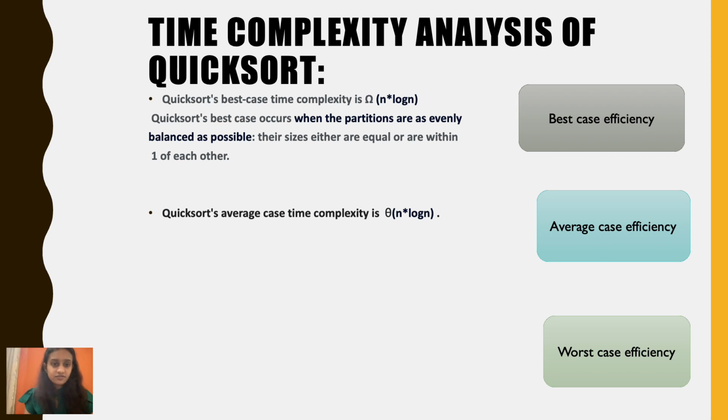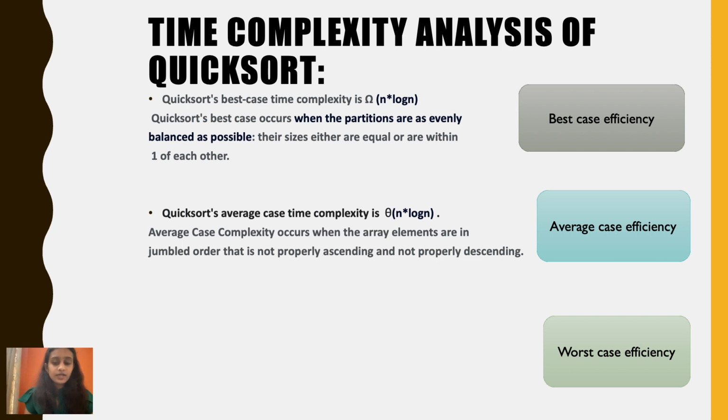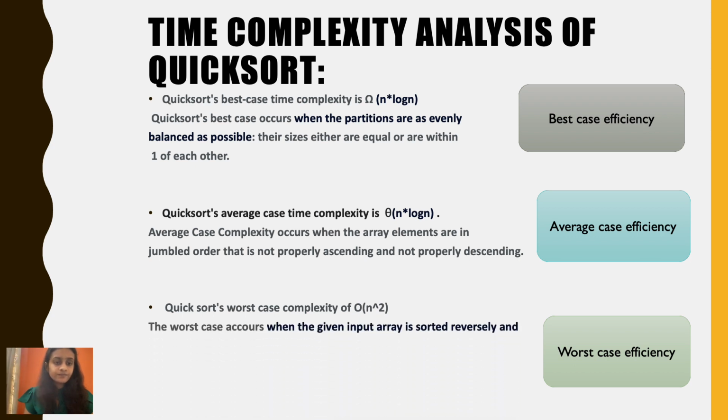Next comes the average case efficiency. Quicksort average case time complexity is theta of n log n. The average case occurs when the array elements are in jumbled order, which means it is not arranged either in ascending order or properly in descending order. Now at last comes the worst case efficiency. Quicksort worst case complexity is O of n squared. The worst case occurs when the given array is sorted in reverse and we choose the rightmost element as the pivot element.